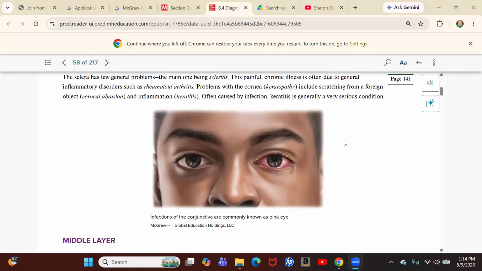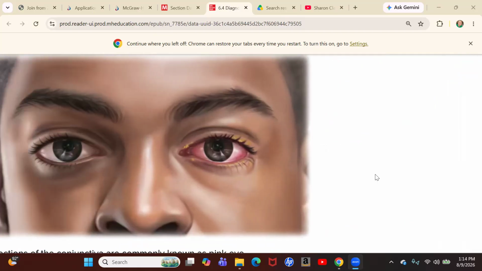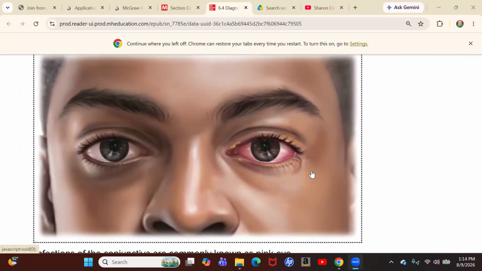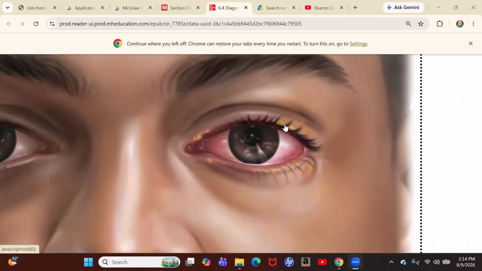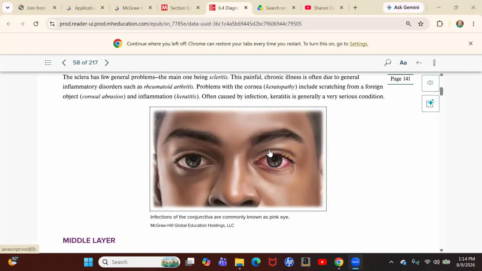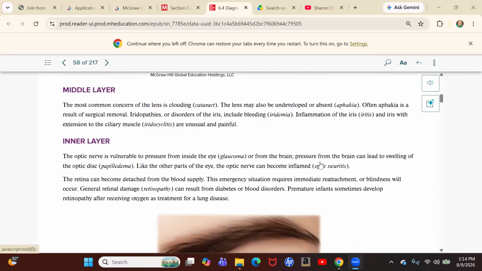So here's an example of pink eye, conjunctivitis, that inflammation of that conjunctival membrane. And if you've ever had pink eye, if you've had children, you've definitely had pink eye in your house. You see that yellow crustiness here and that inflammation of that conjunctival membrane.